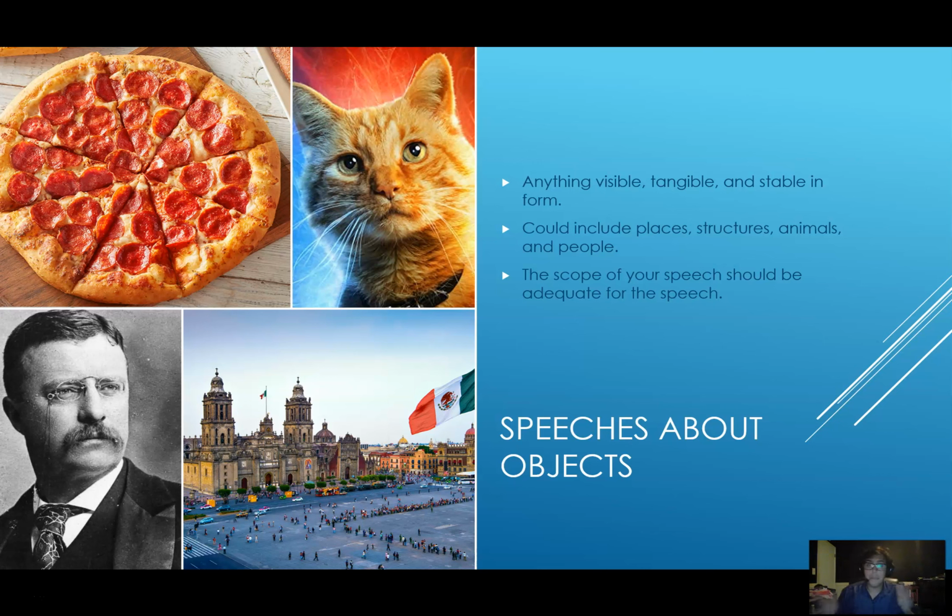But we have to keep in mind the scope. For example, if I was to do a speech about Teddy Roosevelt, that is an entire lifetime. So I may have to narrow the scope to maybe just his presidency or maybe one year of his presidency. So, speeches about objects, the scope can be a challenge.